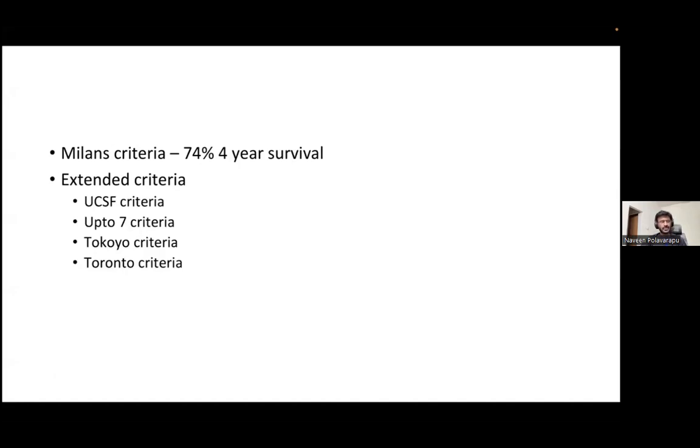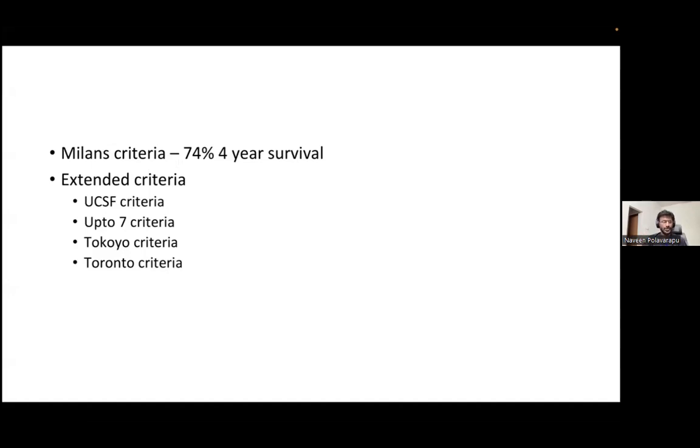Majority are similar in their numbers, but apart from the size of the nodules, the number of nodules varies. For example, in the Milan criteria, we talk about up to 3 nodules, with the largest nodule not more than 3 centimeters. But in the extended UCSF criteria, you have nodules up to 5 centimeters, and the total volume not more than 7 centimeters. Similarly, the up-to-7 criteria is similar, where the total should not be more than 7. So all these criteria have extended the usage of liver transplant in HCC patients.